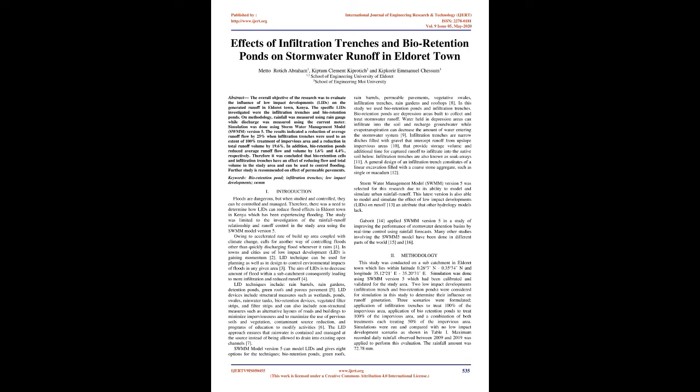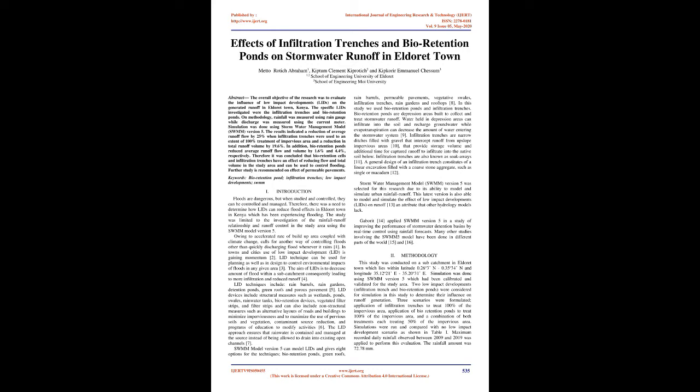7. SWMM model version 5 can model LIDs and gives 8 options for the techniques: bioretention ponds, green roofs, rain barrels, permeable pavements, vegetative swales, infiltration trenches, rain gardens and rooftops. 8. In this study we used bioretention ponds and infiltration trenches. Bioretention ponds are depression areas built to collect and treat stormwater runoff. Water held in depression areas can infiltrate into the soil and recharge groundwater, while evapotranspiration can decrease the amount of water entering the stormwater system.